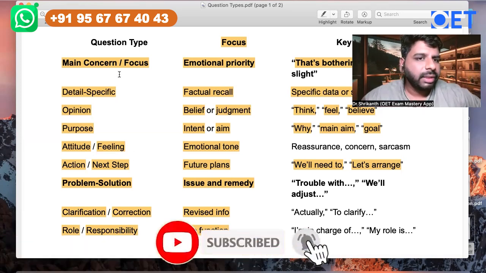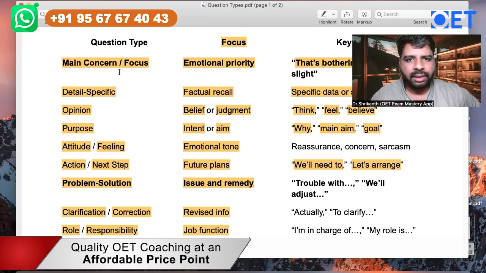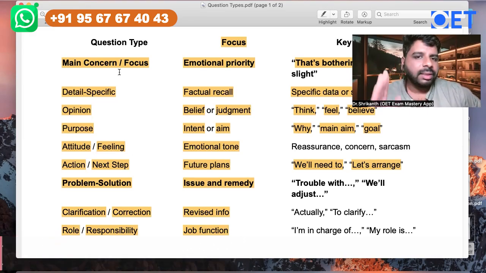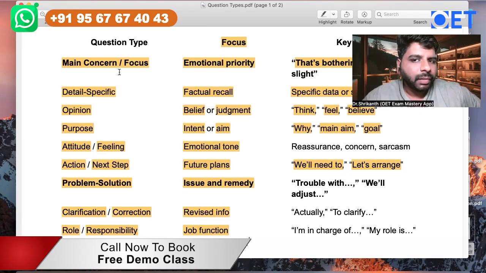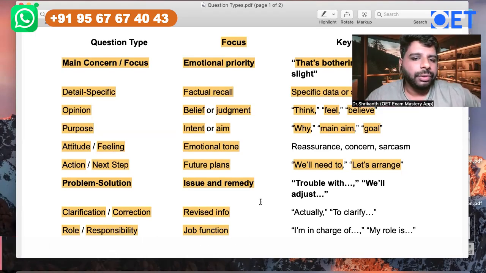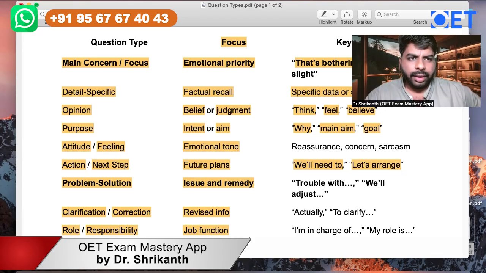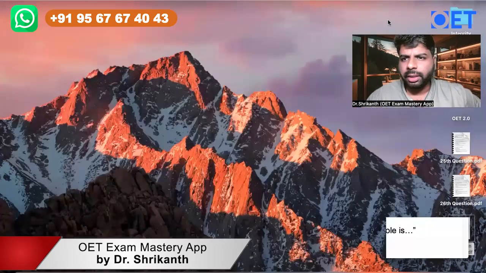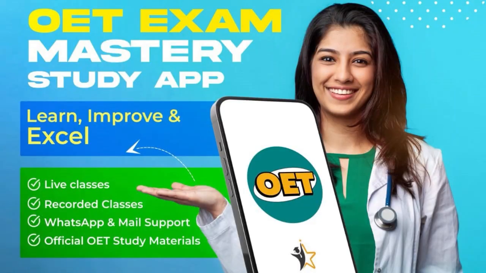So if it's a main concern type question and you identify this, then tell yourself, my duty is to prioritize the emotions of the speaker. And we have some clues over here. And if it's a problem solution question, you have to just focus on the issue here. So either you have to find the problem or you have to find the solution. So that is the 9 different types of questions in listening part B.